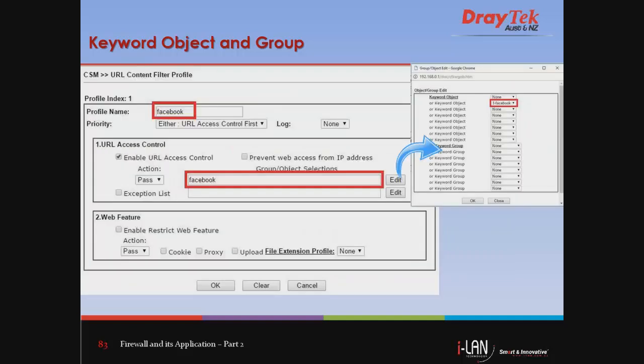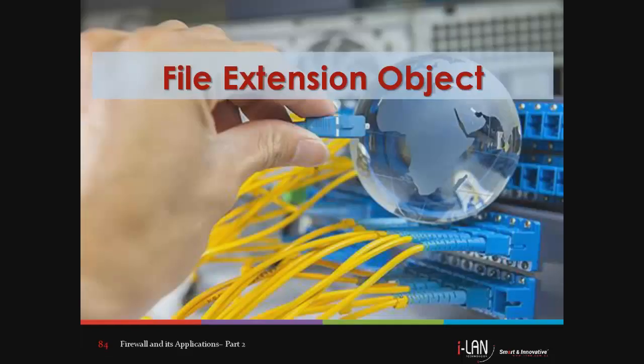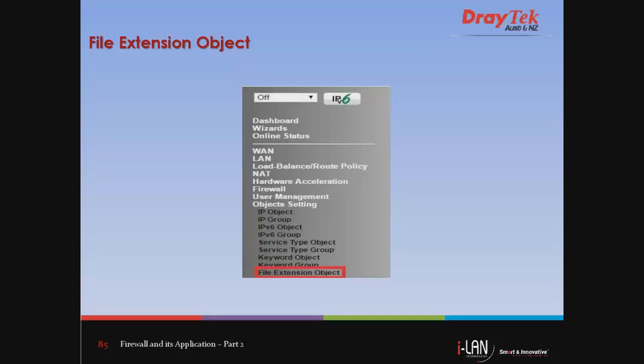Now we can use the keyword object that we created on the previous slide under CSM menu and then URL content filter profile. The last topic that we are looking at is file extension object. Here we can see the menu options for file extension object. It is under object settings.